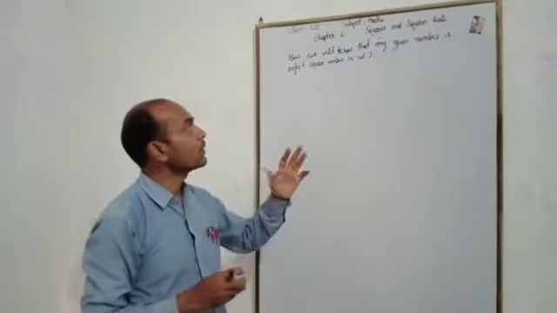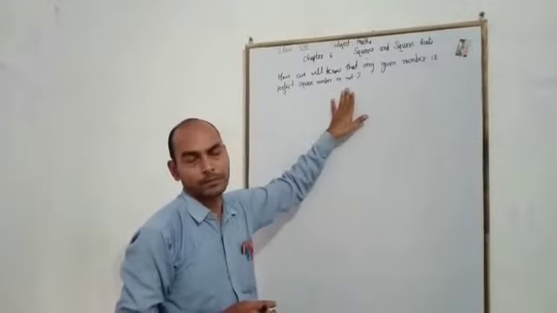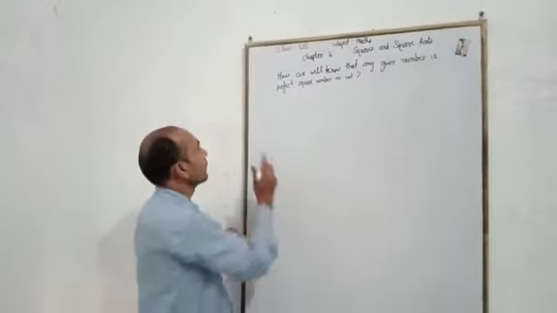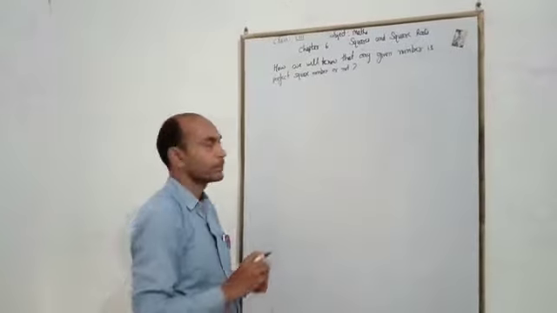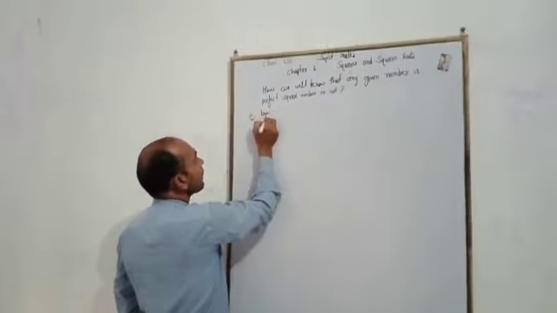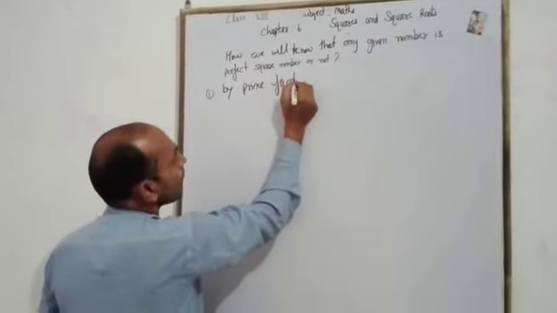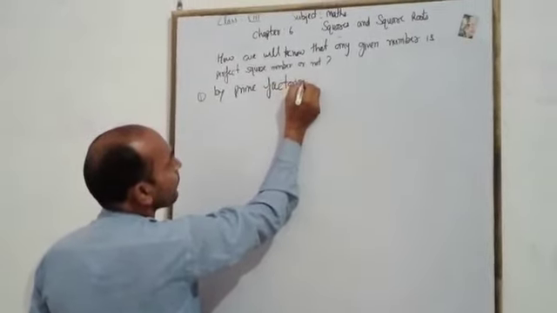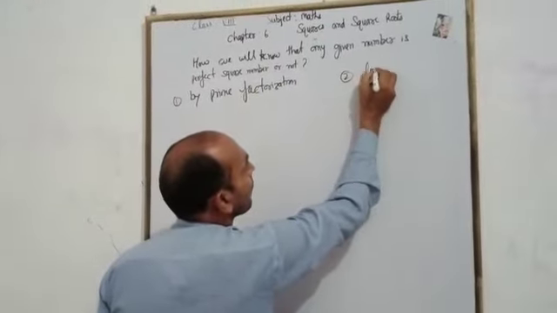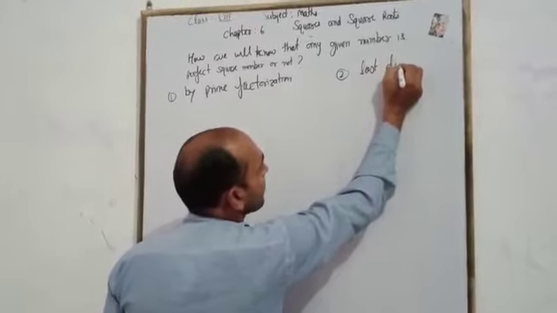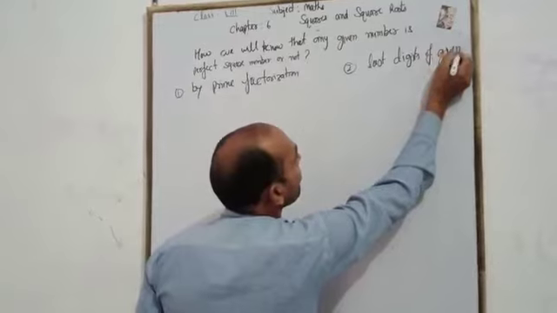How do we know whether any given number is a perfect square or not? There are two methods. The first method is prime factorization, and the other method is the last digit of the given number.